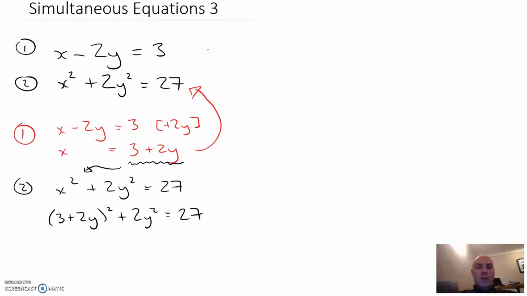Now I would strongly recommend, that means do it, at this point, that before you expand the bracket, you write out what that means in full. That means (3 plus 2y) times (3 plus 2y). If you don't do that, you're much more likely to make a mistake. Okay, you'll forget some of the terms. Okay, so we've got (3 plus 2y) times (3 plus 2y) plus 2y squared equals 27. Now we're going to do some expanding. Now we're going to expand these two brackets here.